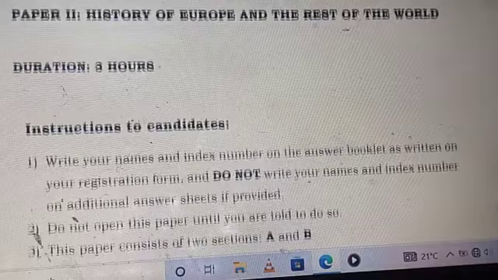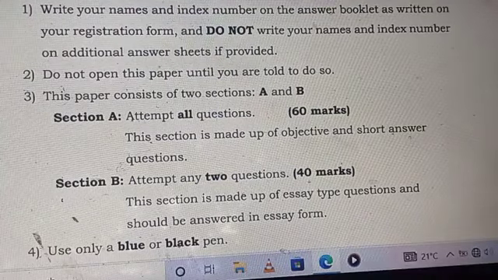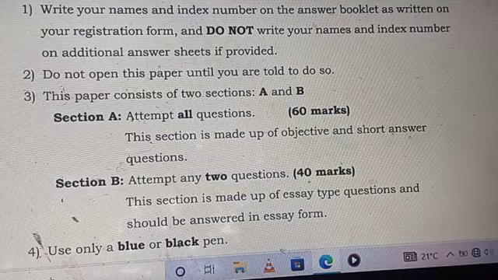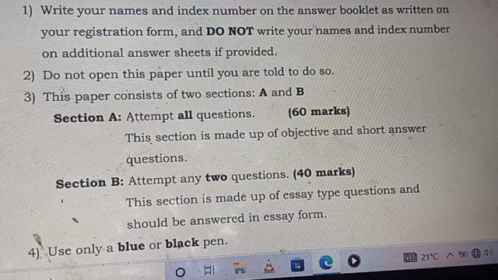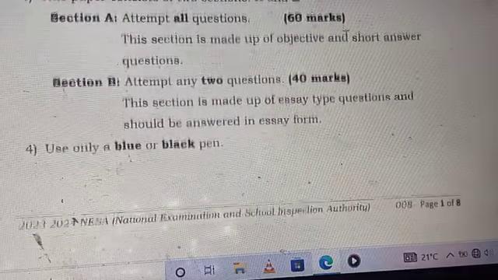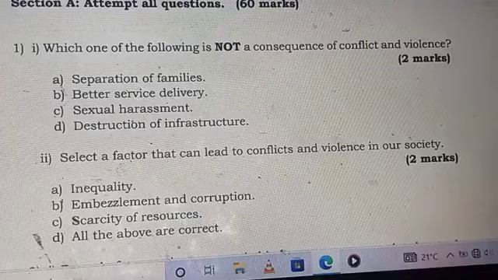We have some instructions. For example, instruction 3: this paper consists of 2 sections, A and B. Section A, attempt all questions. This section is made up of objective and short answer questions. Section B, attempt any 2 questions. This section is made up of essay type questions and should be answered in essay form. Let's start with section A, attempt all questions.